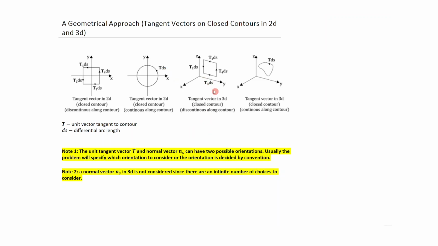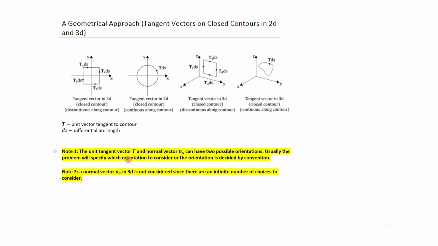If we look at 3D, then we could have a contour of this form in 3D, which would look like this, for example. Or you could have a closed contour which is continuous along the contour in 3D. So this would be the 3D analog of the 2D case. So this and this and this and this.